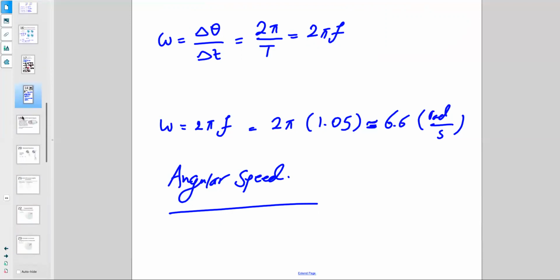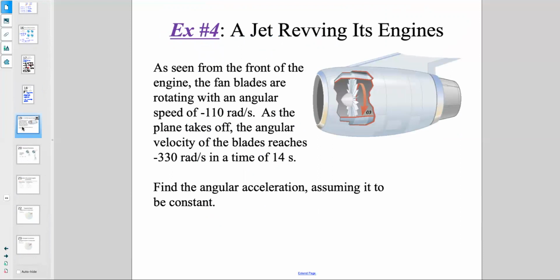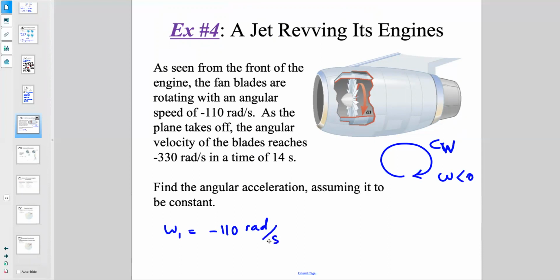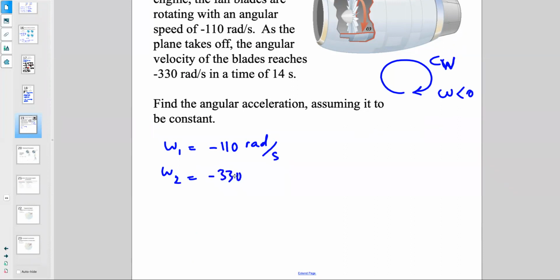Okay, let's take a look at another example. So we have an airplane jet engine here, and it says the fan blades are rotating with an angular speed of -110 radians per second. So this negative means that they are going in this direction. They are going clockwise. So that's why the omega is negative. Okay, so clockwise, the omega is negative. So omega 1 is -110 radians per second. And as the plane takes off, the angular velocity of the blades reaches, so the second one is -330 radians per second. And the time of delta t equals 14 seconds.